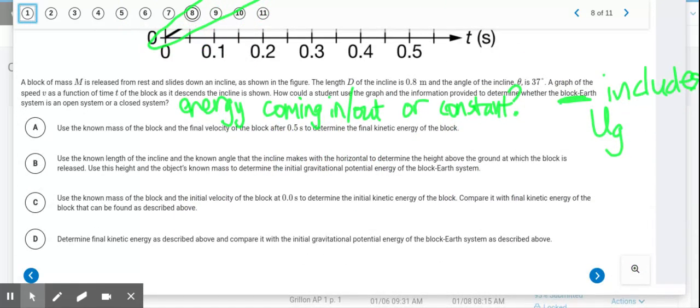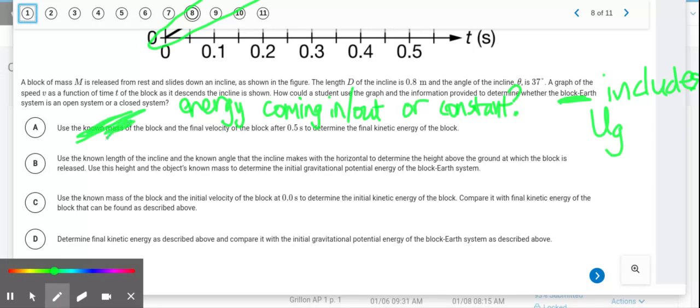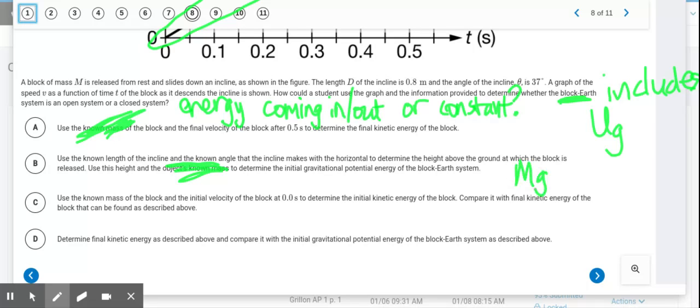Okay. So let's go through these. Use the known mass of the block. We don't need the mass of the block. Who cares? Use the known length of the incline and the known angle the incline makes to determine the height above the ground. Use the height and the object's known mass. No, we don't care about the mass, because mgh equals 1/2 mv squared. Mass, goodbye. So we don't care.